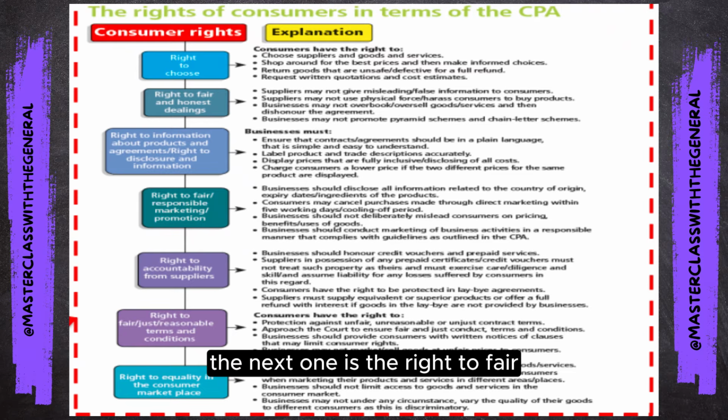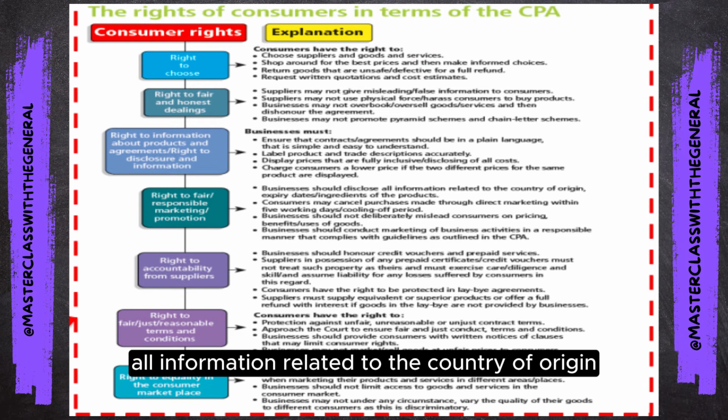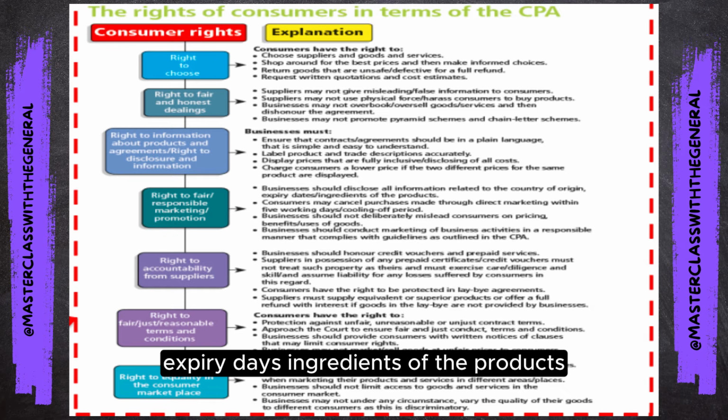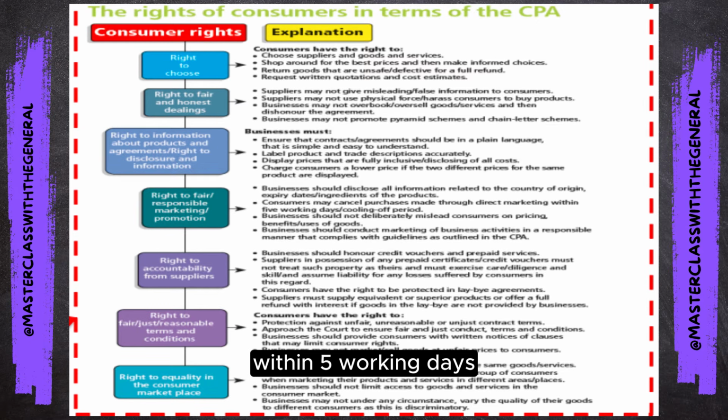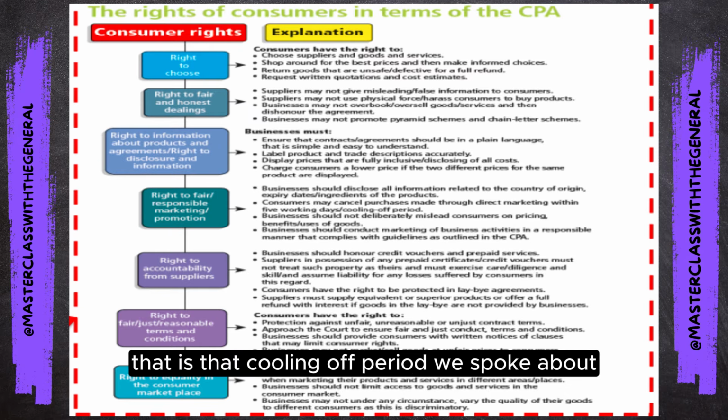The next one is the right to fair, responsible marketing and promotion. Businesses should disclose all information related to the country of origin, expiry dates, and ingredients of the products. Consumers may cancel purchases made through direct marketing within 5 working days. That is that cooling off period we spoke about.